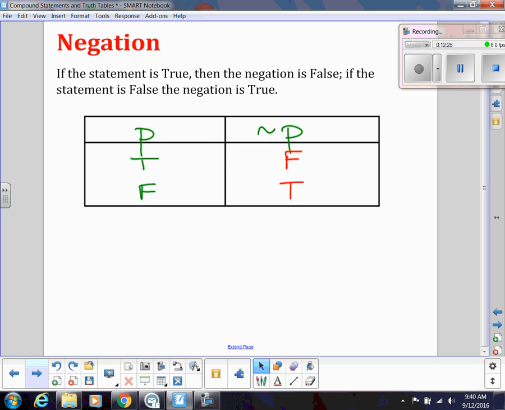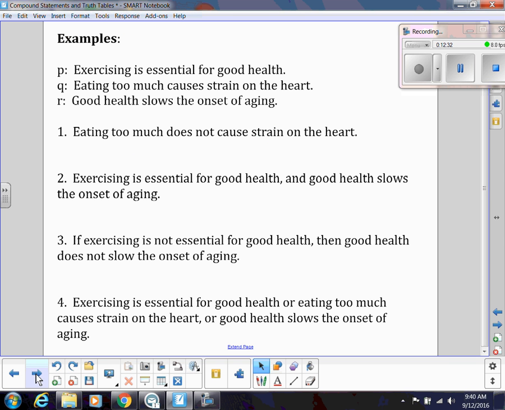So now let's move on from the basics of our truth tables and use them to do some compound statements. So now we're going off of the guided notes, and you'll need to take some notes on your own. All right, so we have these examples that we're just going to write symbolically. P is going to be represented by exercising is essential for good health. Q is eating too much causes strain on the heart. And R is going to represent good health slows the onset of aging. We haven't talked about R, but R is just another symbol. This is when we have more than just two statements.